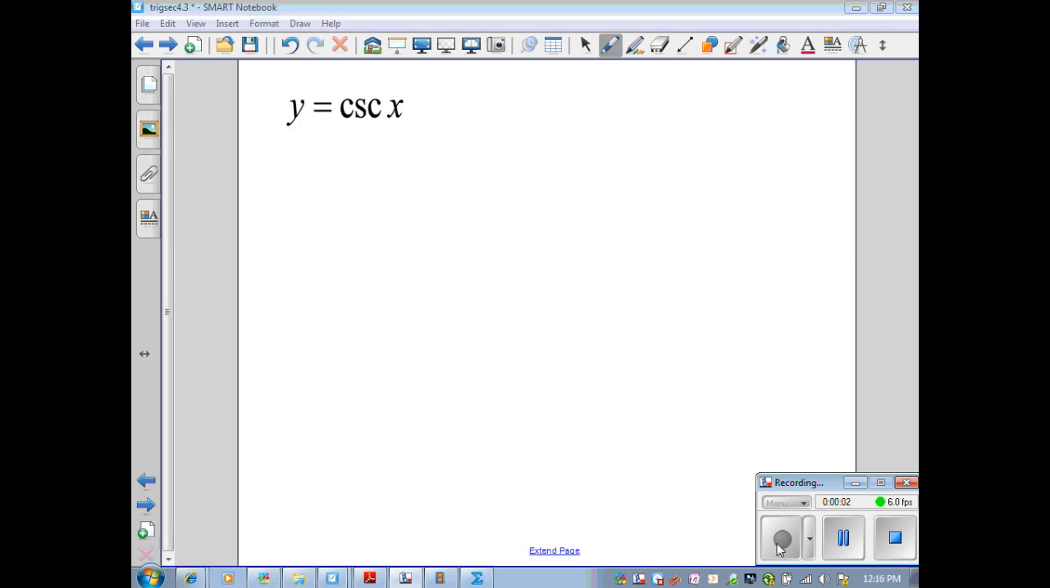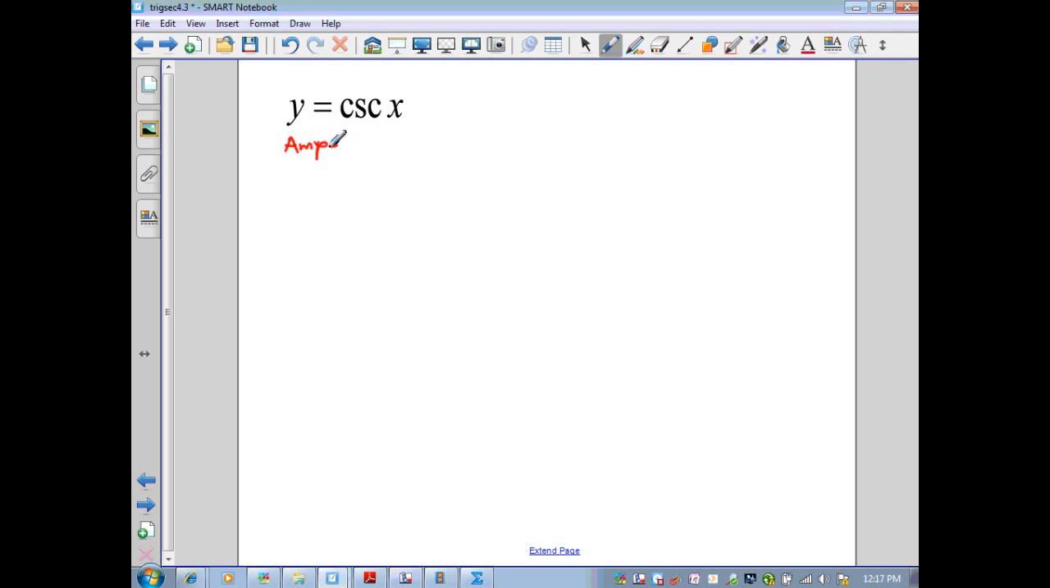For my first example, I want to start off with a basic function of y equals cosecant x. Let's use the procedure from the previous slide to graph this function. First, I want to find the amplitude. The amplitude is going to be the constant in front of my function, as usual, which is the absolute value of 1, which is 1. My period is as before, which is going to be 2 pi divided by b, and b is the constant of my interior part of the function, which in this case is 1, so that's 2 pi.